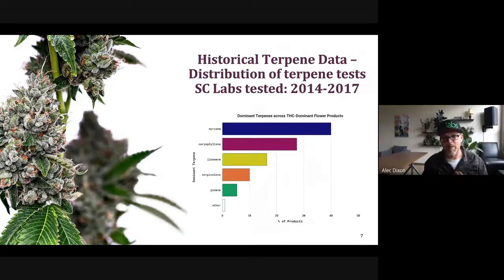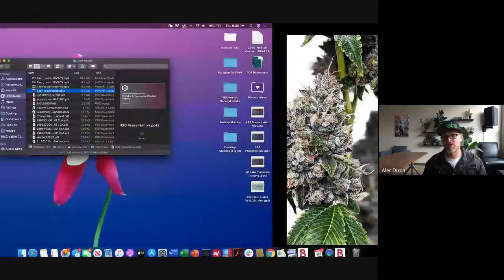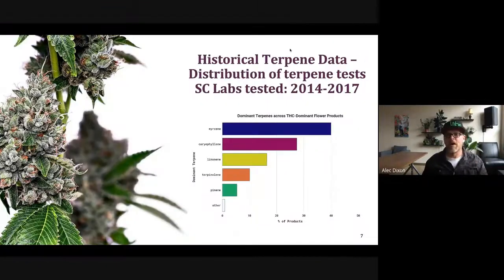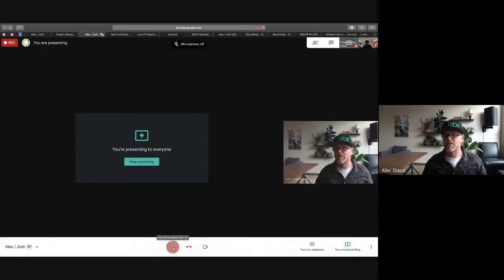And with our time remaining today, I look forward to sharing a big data project that we've engaged in over the last 10 years, since we launched terpene testing back in 2014. We've performed over 100,000 terpene tests. And we started working with some data scientists and bioinformaticists to help us cluster the data to see how strains, based on similar smell profile, grouped similarly and dissimilarly to other strains.